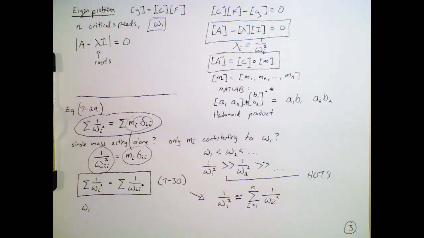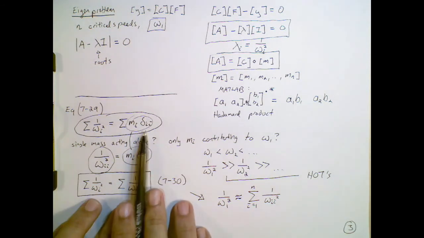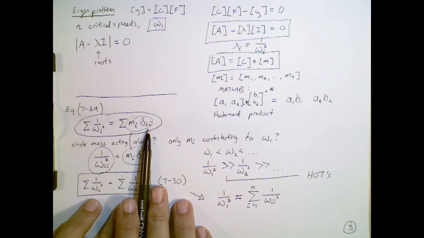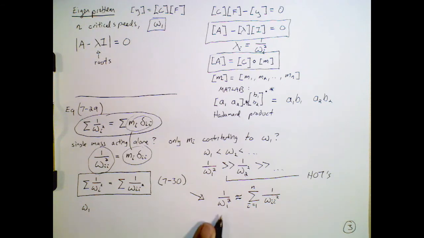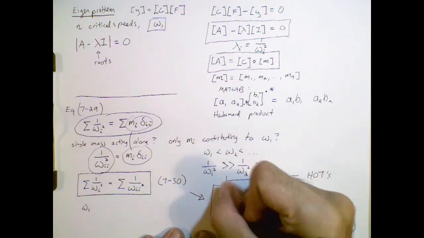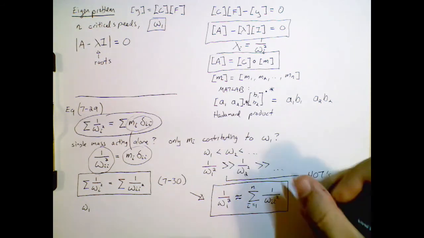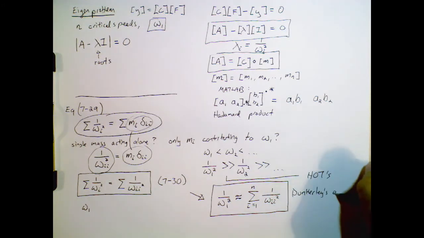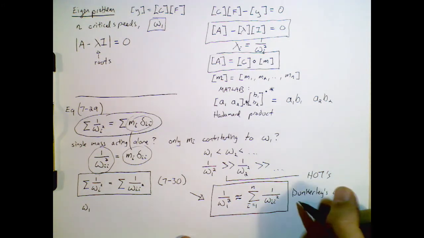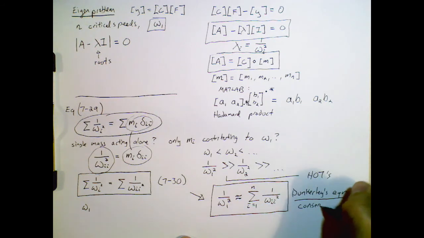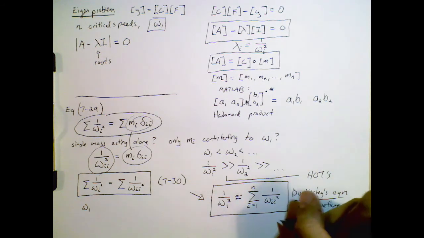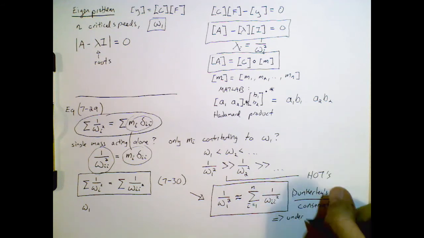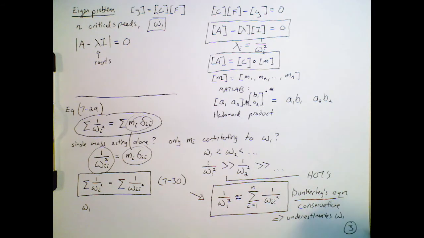There are a number of advantages to this. It's easier to calculate what we need for this. So we only need the diagonal influence coefficients so that we can get all of these terms, and then we can solve for the first natural frequency. This equation is what's known as Dunkerley's equation. This equation is conservative. In other words, it underestimates the first natural frequency.